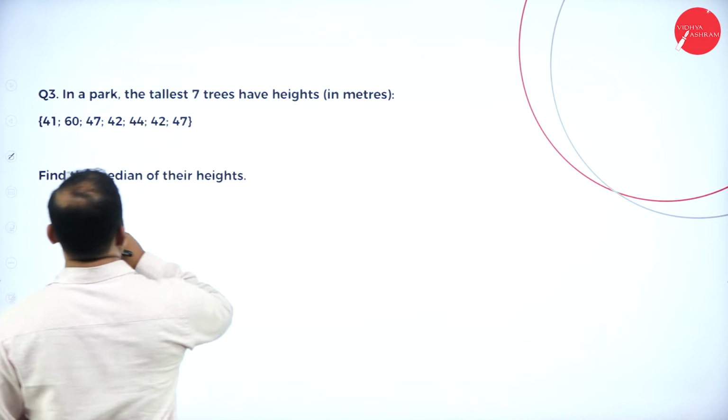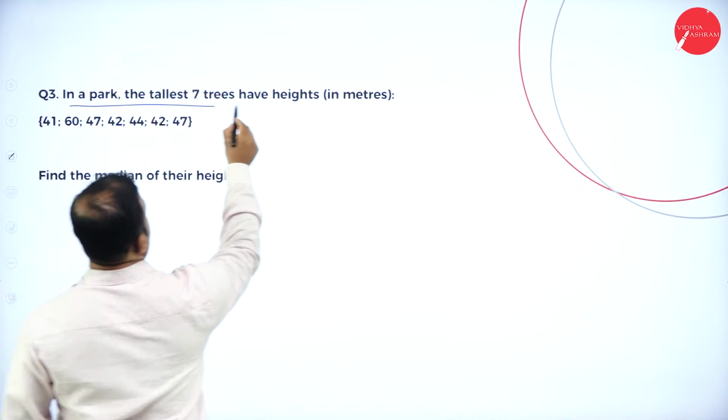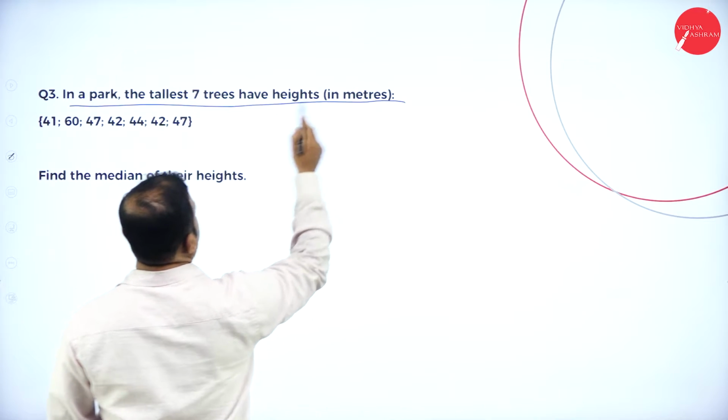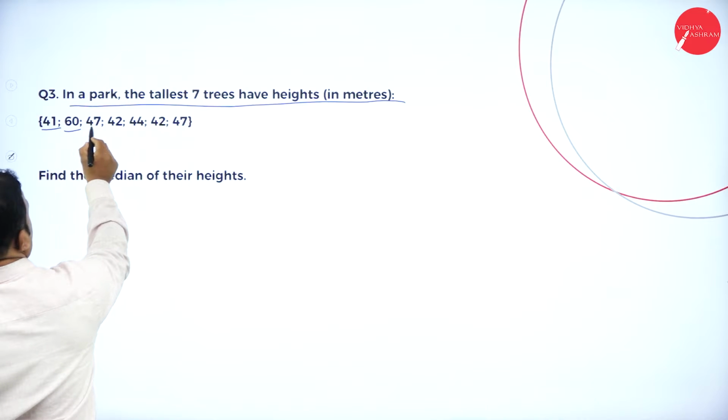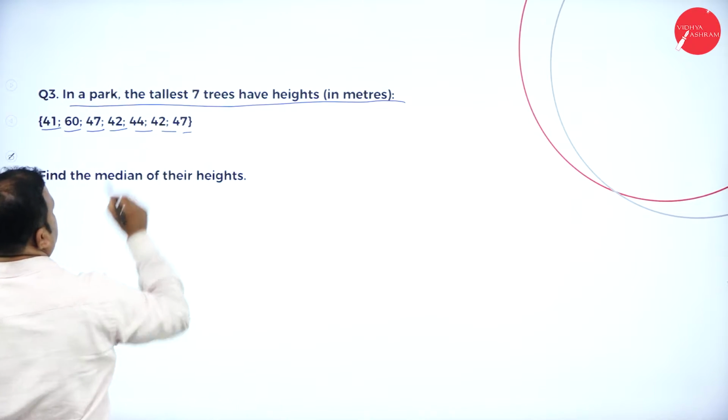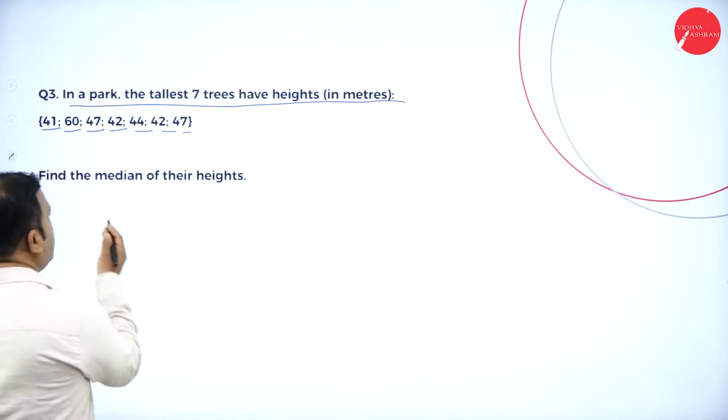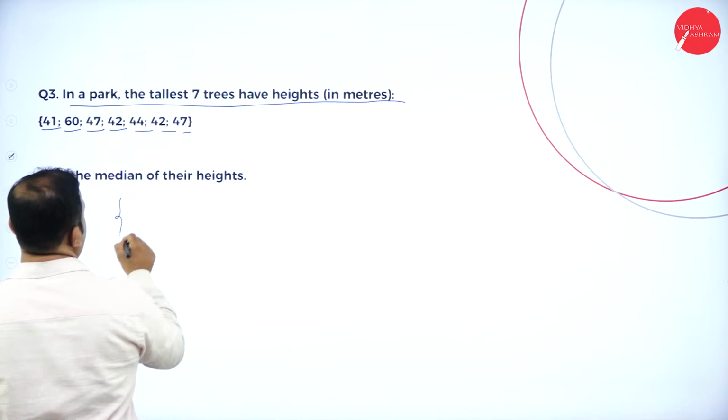Let me consider that in a park, the tallest 7 trees have heights in this manner: first tree 41 feet, second tree, 3rd, 4th, 5th, 6th, 7th. If I take up the median of those, let me sort them in increasing order.